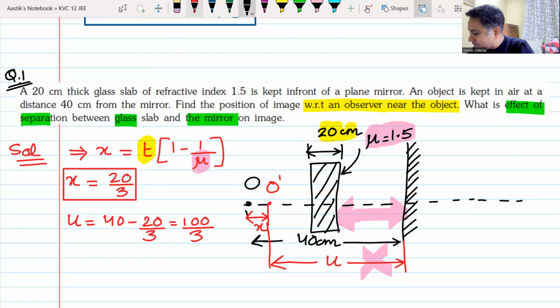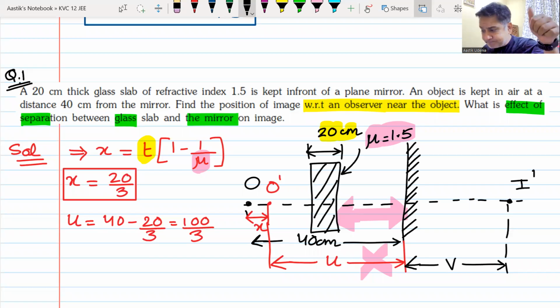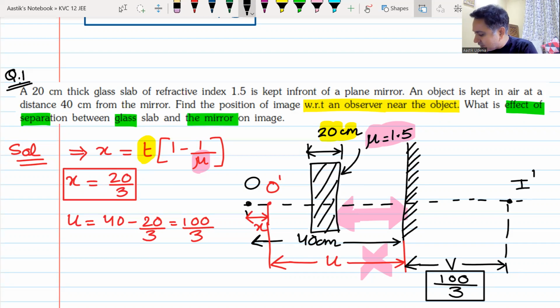Let us be fast. This is the image I1 dash that is formed. And the value of this v would be how much, my dear friends? 100 by 3, yes or no? Yes, sir. Okay, now this would have been the answer if I had been watching this from somewhere else.